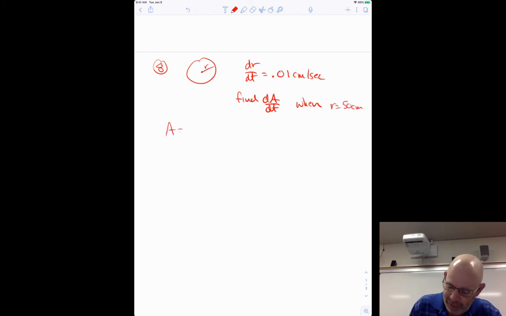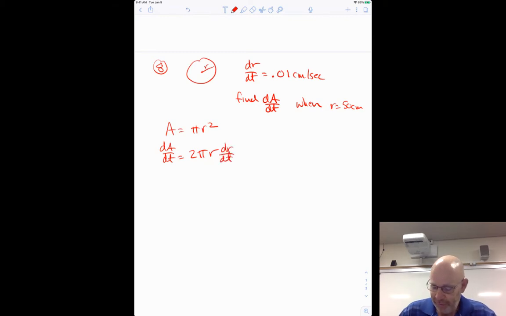So first we need a formula that relates the area and the radius, which is just our pi r squared. Now we're ready to take our derivatives and introduce our rates. So dA/dt equals 2 pi r, but then the chain rule, implicit differentiation, because it's a function of time, dR/dt. We're trying to find dA/dt when r is 50, and we know that dR/dt is 0.01.